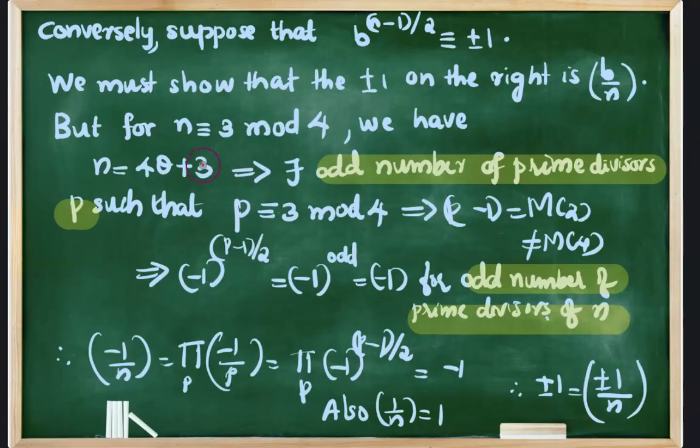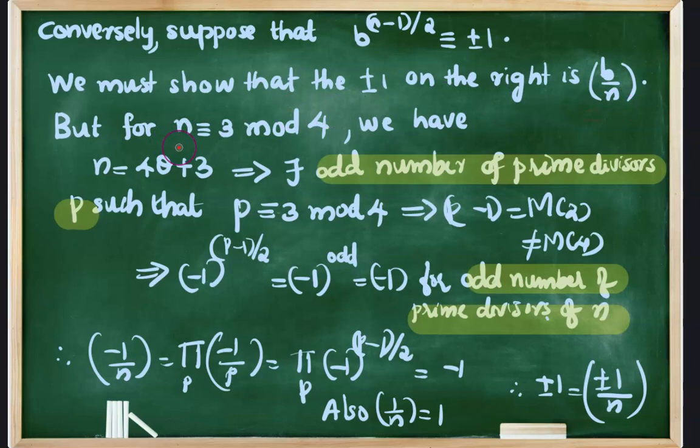Now, for the converse part, assume that b raised to (n-1)/2 is congruent to plus or minus 1. That is, we assume that n is a strong pseudoprime. Now, we have to show that n is an Euler pseudoprime. That is, we need to show that this number b raised to (n-1)/2 is congruent to the Jacobi symbol (b/n). So, it is enough to show that this plus or minus 1 on the right side is in fact the Jacobi symbol (b/n) itself.